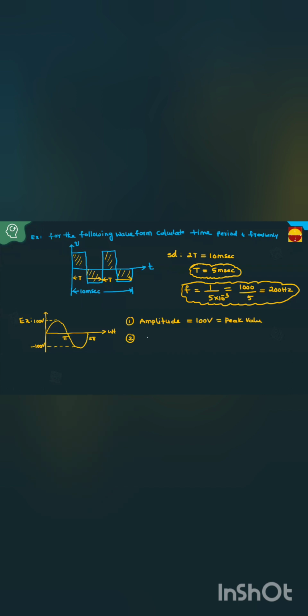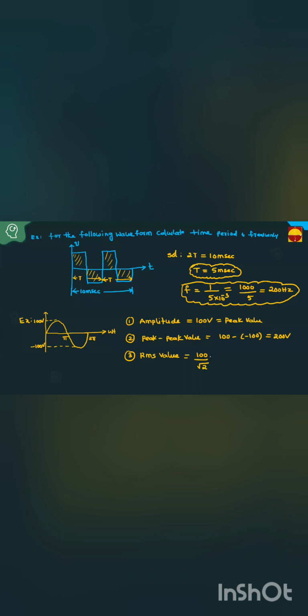Can you write what is the peak to peak value? How much? 100 minus minus 100, that is 200. What is the RMS value? The RMS value equal to 100 by root 2. Yeah, these are the important parameters that you get.